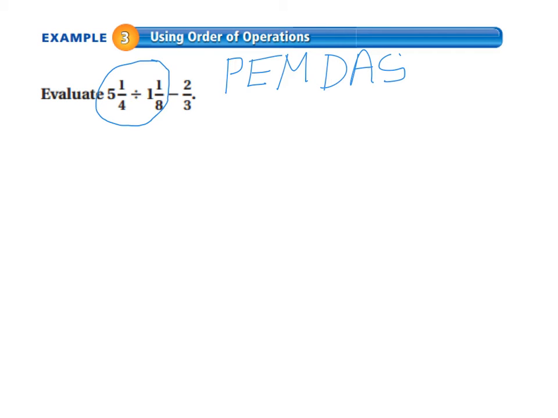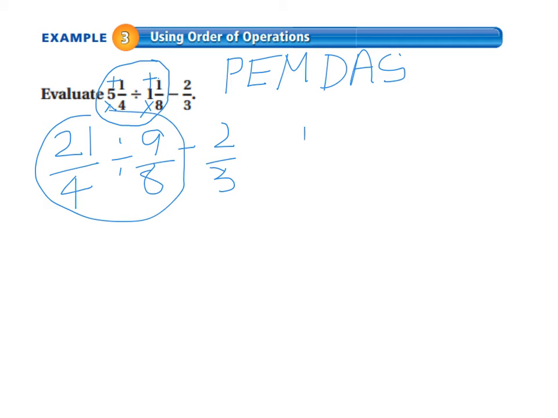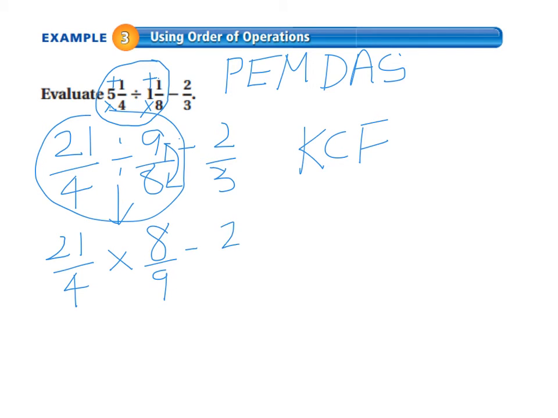Since I have mixed numbers, I need to change those into improper fractions. 5 times 4 is 20, plus 1 would be 21/4. 8 times 1 is 8, plus 1 would be 9, 9/8. So my problem looks like this now. I still have this division part to do first. So I'm going to do the keep it, change it, flip it. 21/4 is my keep it. Change the division to a multiplication, and flip the 9/8 to its reciprocal 8/9. My problem now looks like this.